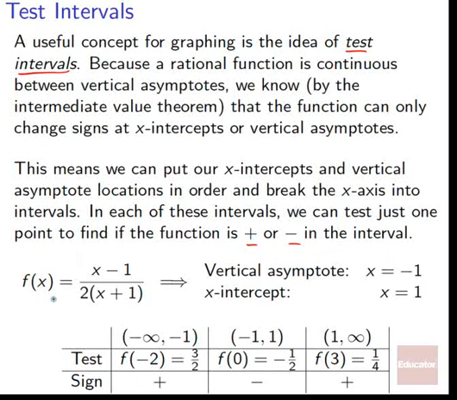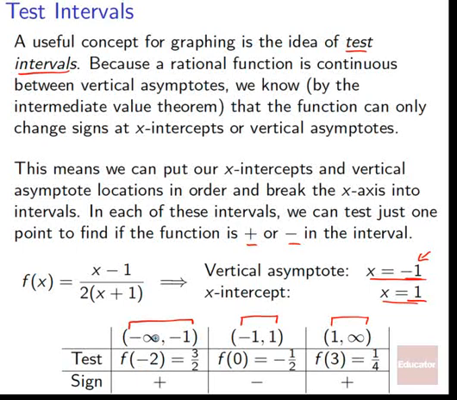So if we have f of x equals x minus 1 over 2x plus 1, our example that we've been working with this whole time, then we've got a vertical asymptote at x equals negative 1, and an x-intercept at x equals positive 1. So we can go from negative infinity up until negative 1, our first interval. Then from negative 1 up until 1, and then 1 out into infinity because we don't have any others. So there are 3 intervals, and the function is going to maintain its sign within each interval.